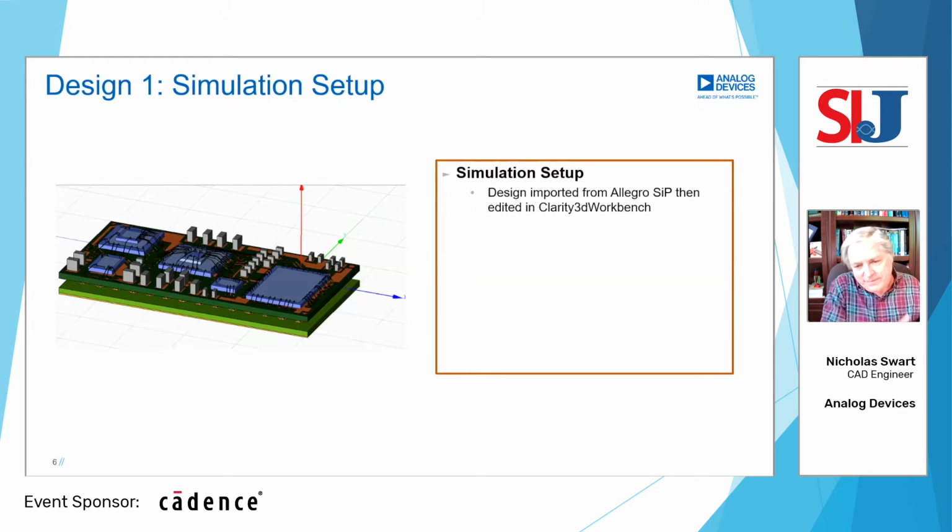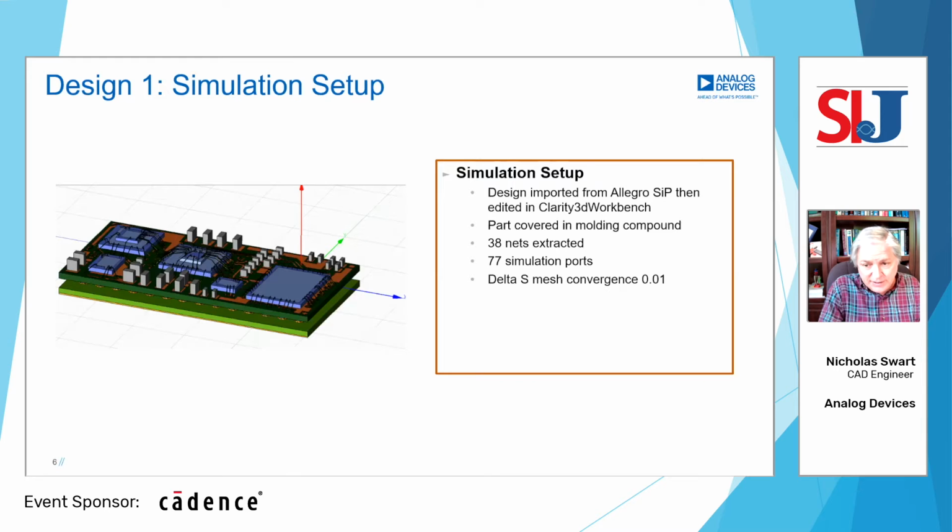You can move data from the layout tool, Clarity 3D Layout, into the 3D Workbench, for example, which is what we did here in the end. So we worked in Clarity 3D Workbench, and I'll tell you why in a moment. And then the part was covered with molding compound. We extracted a total of 38 nets on this particular product, which gave us 77 simulation ports in total.